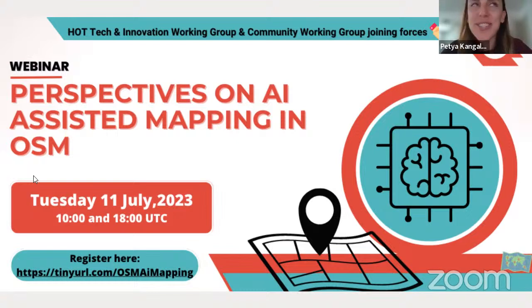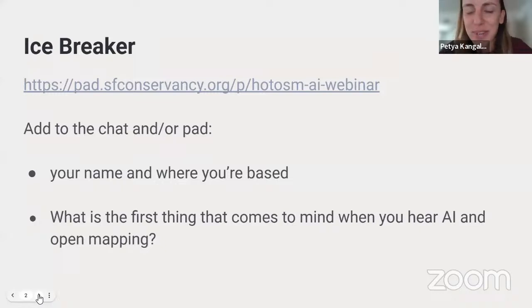Thank you everyone for joining this webinar, joining forces the Hot Tech and Innovation Working Group and Community Working Group. There was a specific ask and really interest from all of you in talking about the different perspectives on AI-assisted mapping in OpenStreetMap. So thank you for joining, and I'll hand over to Anne, who will be facilitating today's session. Over to you, Anne.